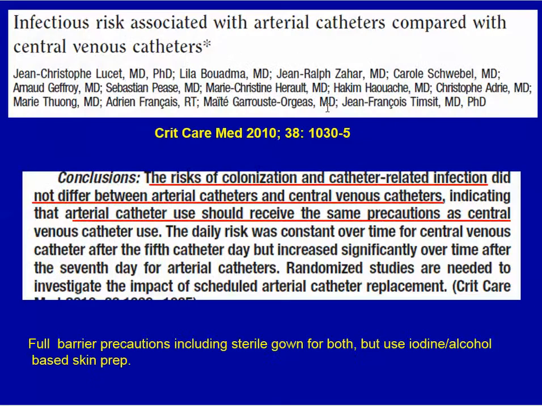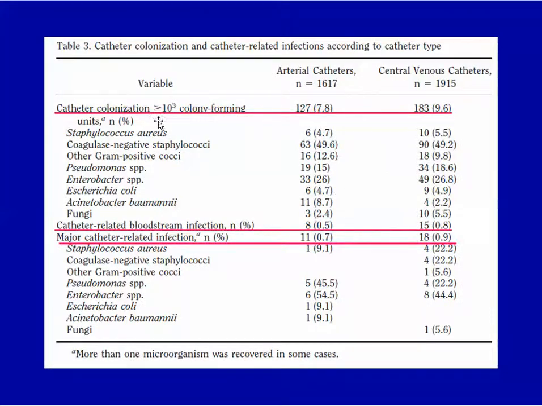This is one of the most recent studies from France, in which they studied more than 2,000 cases. And they found that the risk of colonization and catheter-related infection did not differ between arterial catheters and central venous catheters.